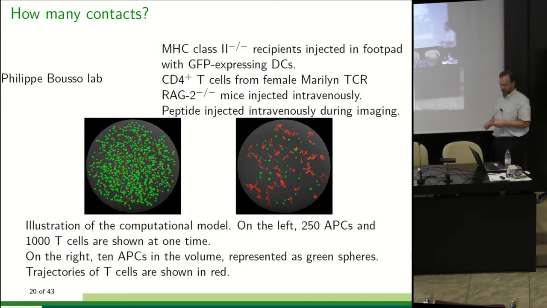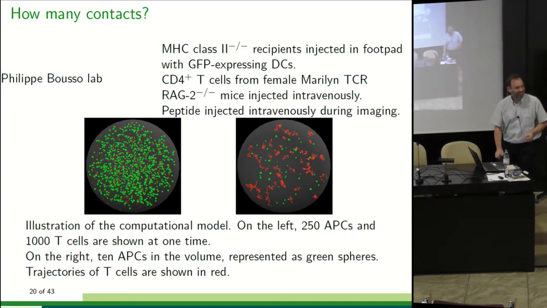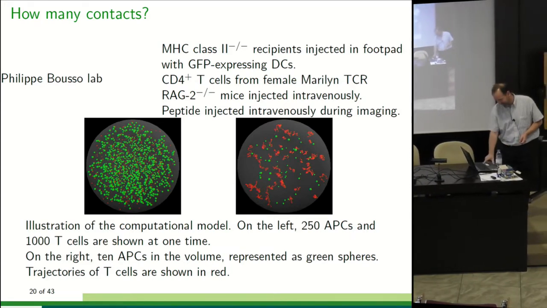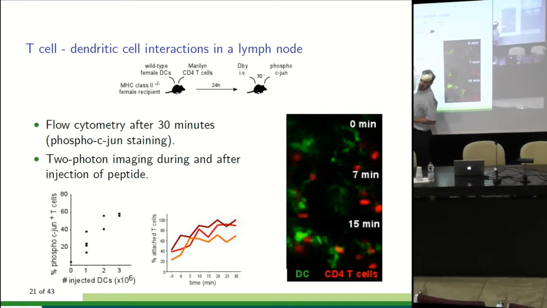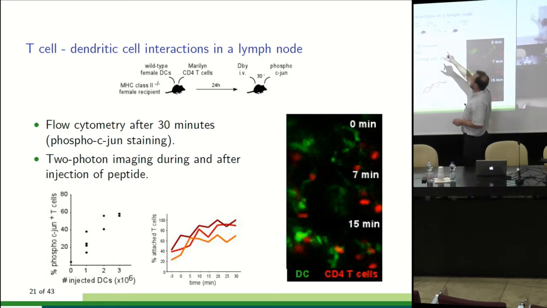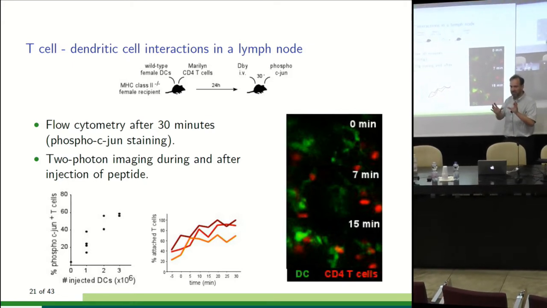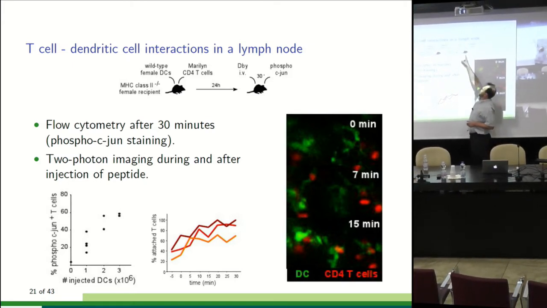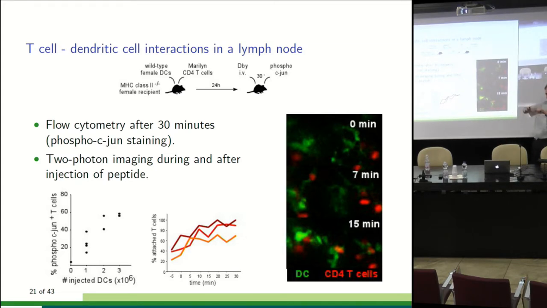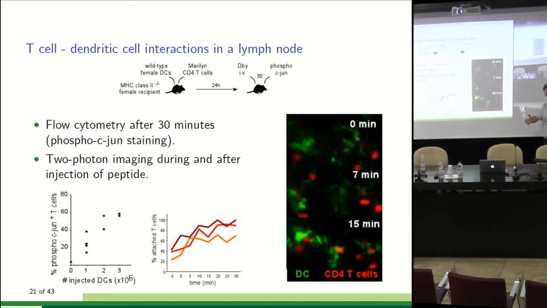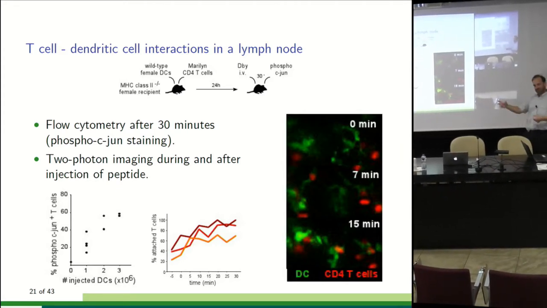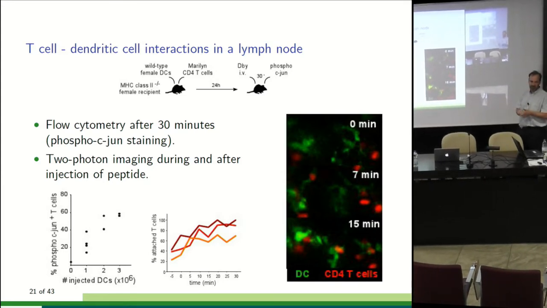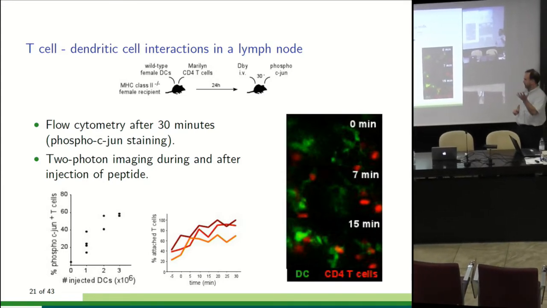So here's these special mice without their own T cells. You inject the dendritic cells and the T cells. Nothing happens because they're not recognizing each other until you inject the peptide. And that's just after you've started the imaging. The mouse is anesthetized, lying like this with its stomach open, and the two-photon microscope is looking at its lymph node. Now inject the peptide and see what happens.